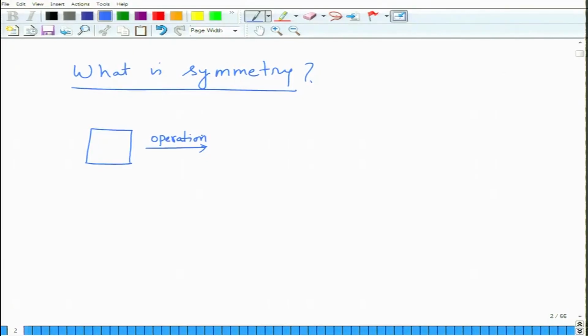I can perform on it so that it looks the same. One possible option is, if I choose this as the center of the square and I turn it by a 90-degree rotation around this axis. The axis is perpendicular to the plane of the paper. If I apply a 90-degree rotation, then this again looks the same, right? It comes back to the square shape. So, this is a 90-degree rotation. This is called rotation symmetry.